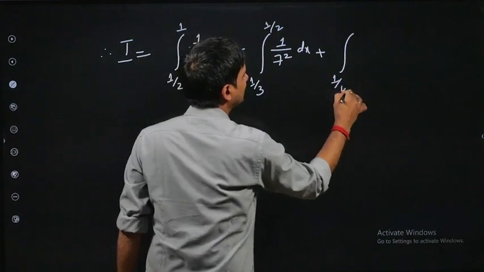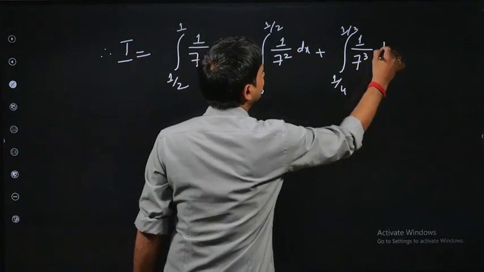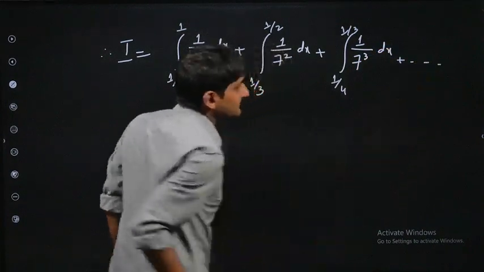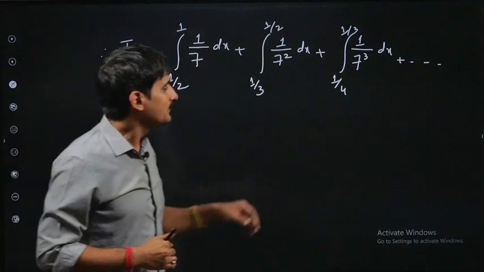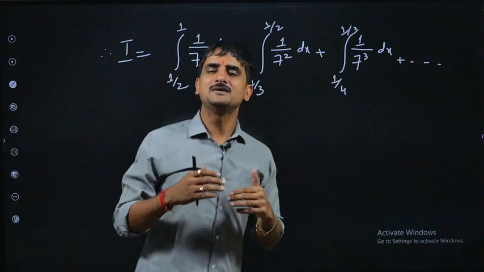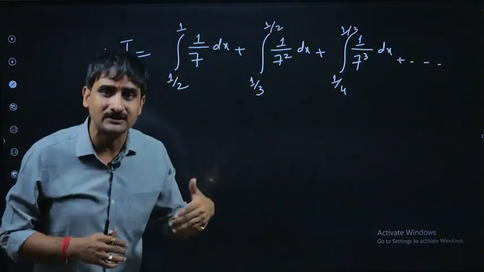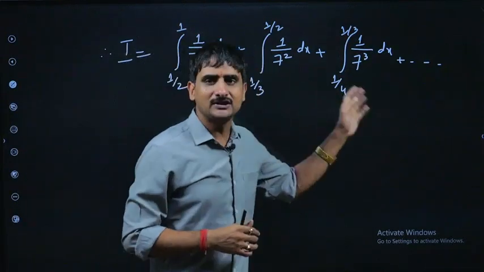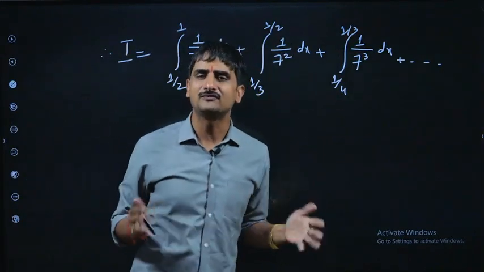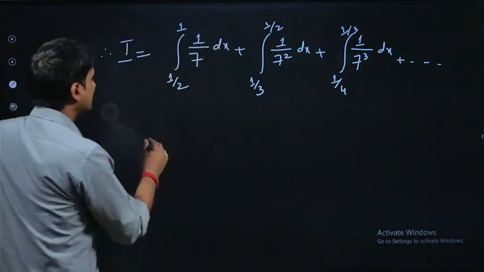Similarly, you go on and go on. 1 by 4 to 1 by 3, it will be 1 by 7 cube dx, and there will be infinitely many terms. Why? Because the size of the interval between upper limit and lower limit will keep reducing as you get closer and closer to 0. So you have infinitely many such integrals. So now let's solve it.